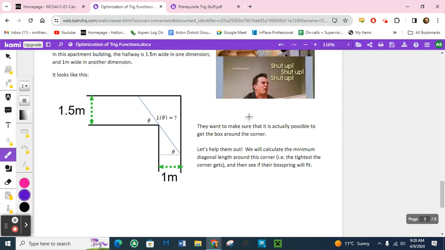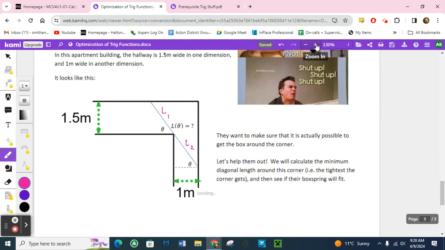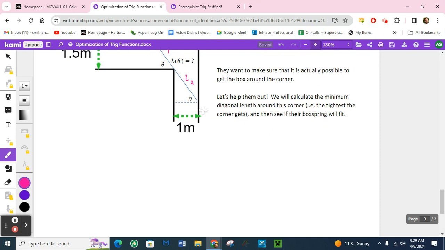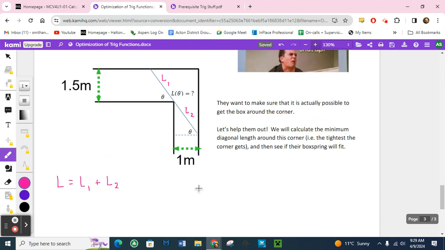To get an expression for this length, would you guys agree that this length is made up of this diagonal length, I'll call that L1, and that diagonal length, L2? Hopefully you guys would agree with that. So we're trying to minimize this total length, which is the length of that first diagonal from the upper hallway that's 1.5 meters wide, in that bottom hallway, which is 1 meter wide, L1 plus L2. But we need to get expressions for those lengths in terms of theta so we can use our calculus techniques.